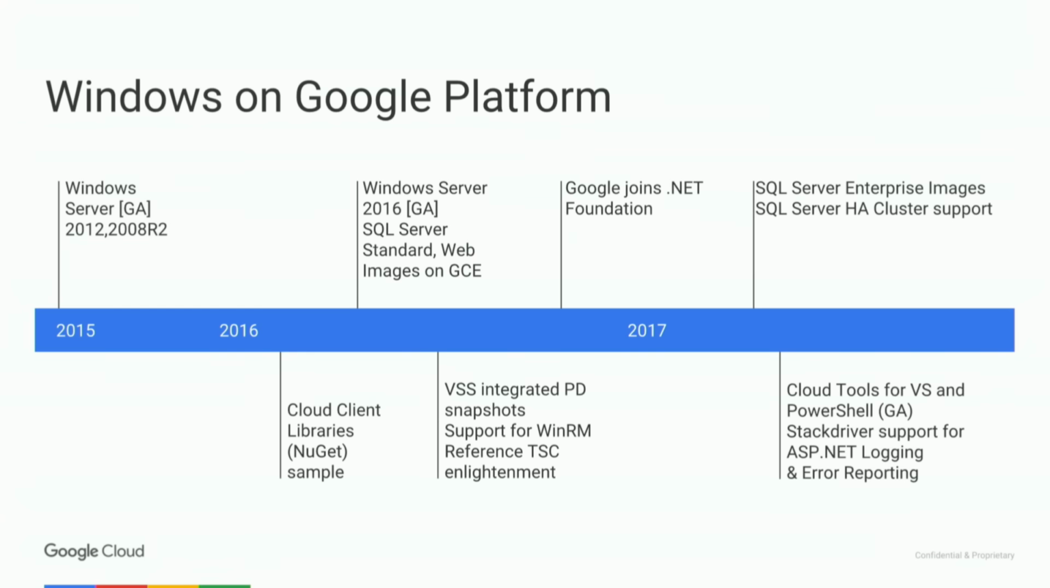We had a lot of support for cloud tools on .NET, Visual Studios. If you have run ASP.NET Core apps, we have support for that in App Engine and GKE. And for your critical enterprise workloads, we also release features like VSS integrated snapshots, support for WinRM, and also all the clustering methods that you're familiar with on-premise.